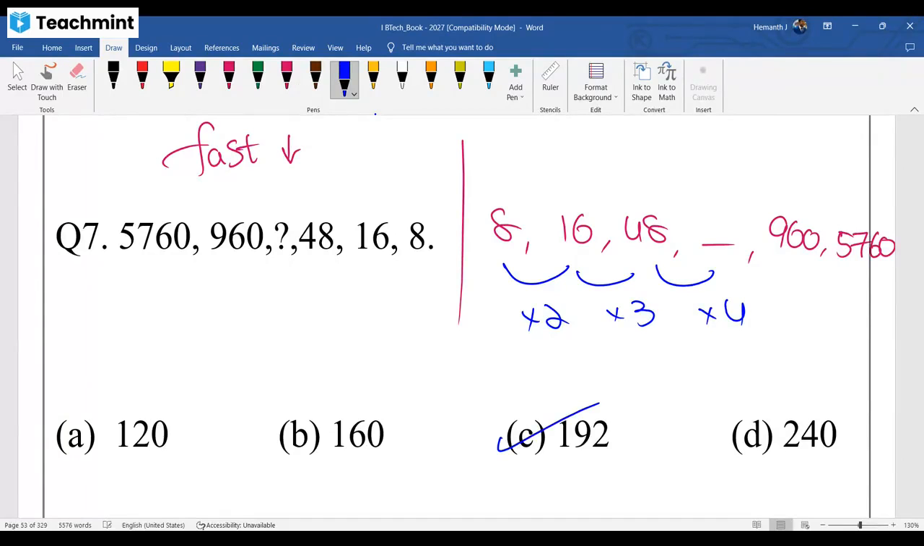When you have options, you can take the units place to identify. 8 into 4 is 32. Ending with 2 should be my answer. Units place related stuff.